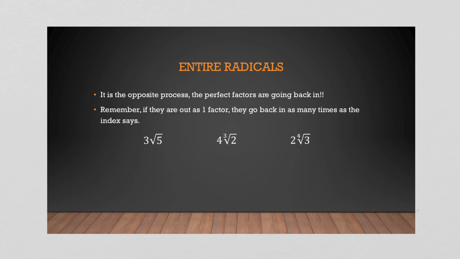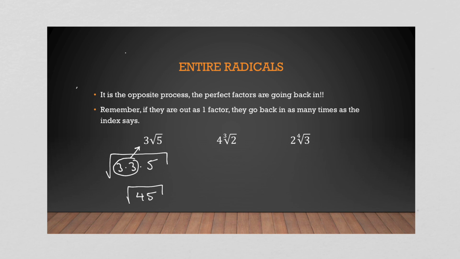Entire radicals are where we work backwards, so we're going back in. So it's important to identify the index of the root. So I have a square root, I have a cube root, I have a 4th root. That's important to identify, because you got to think, if it came out, it means there were that many of them on the inside. So if you have 3 root 5, it means you must have had 3 times 3 times 5 on the inside, because those 2 3's came out to give you that. So when they go back in, 9 times 5, you get back to root 45.